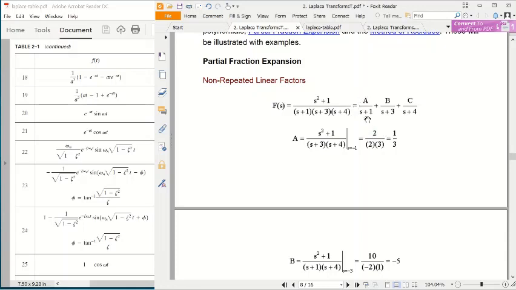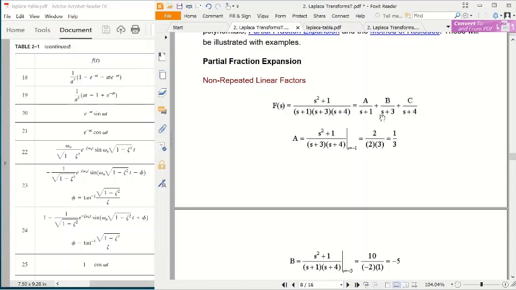So how do we calculate A? You take this s plus 1 and cover it. Just take the rest and substitute s equal to minus 1, because setting s plus 1 equal to 0 gives s equal to minus 1. You take the part of the function that is independent of this root, and set s equal to minus 1. You substitute the value here, and in this case you get A equal to 1 over 3.